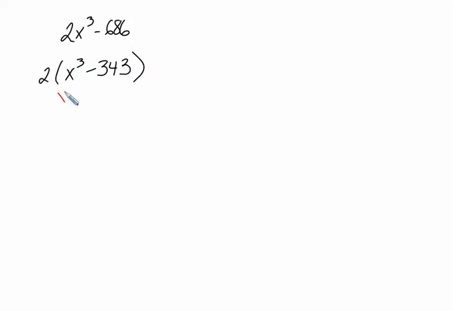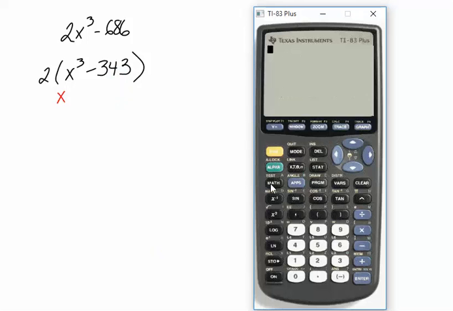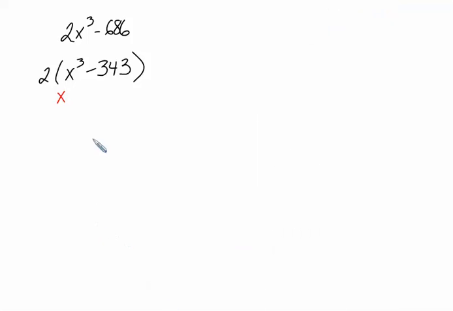X cubed is a perfect cube. It's the cube of x. 343 is a perfect cube. Now, if you're not entirely sure what it is, go to the math menu. There's this fourth option of the cube root. So the cube root of 343 is 7. So what we can do is just say, oh, that's going to be a 7, and now we'll factor by the difference of cubes.